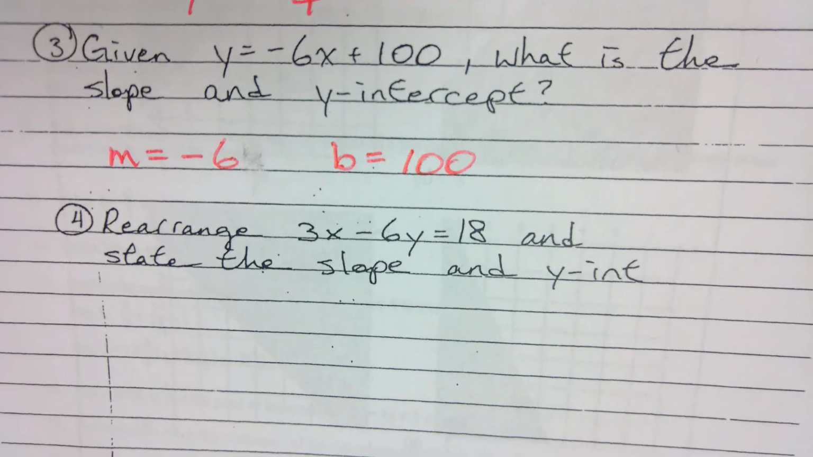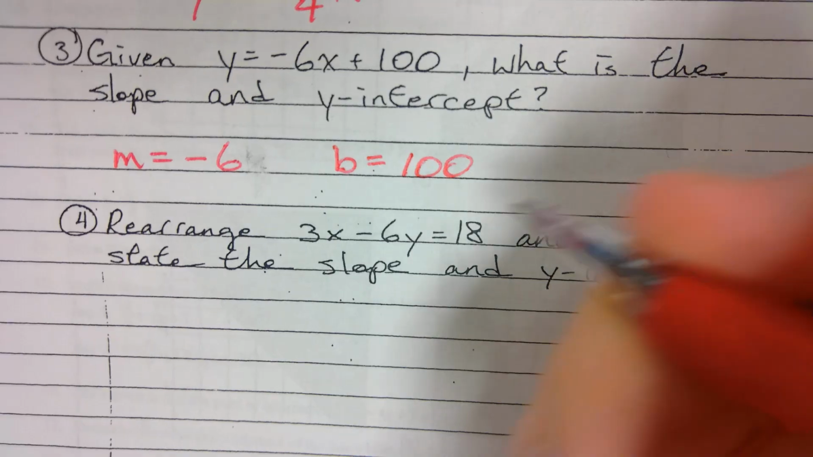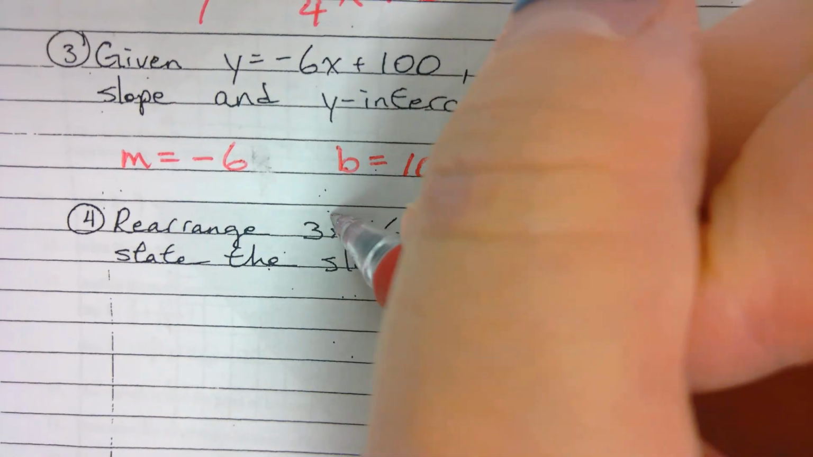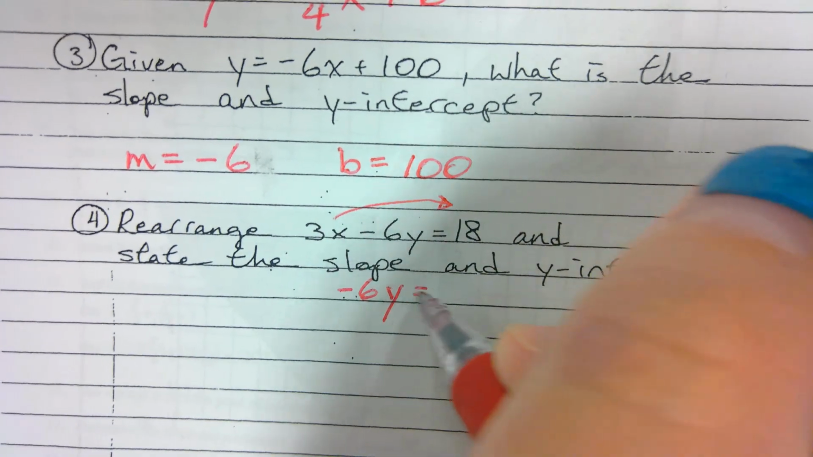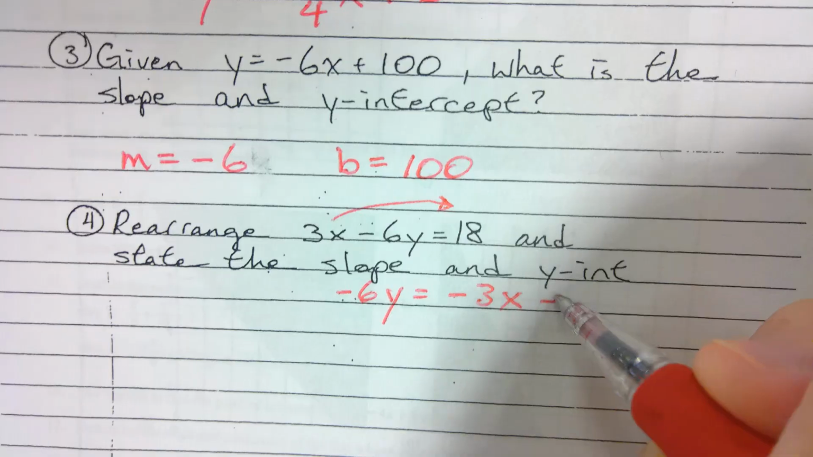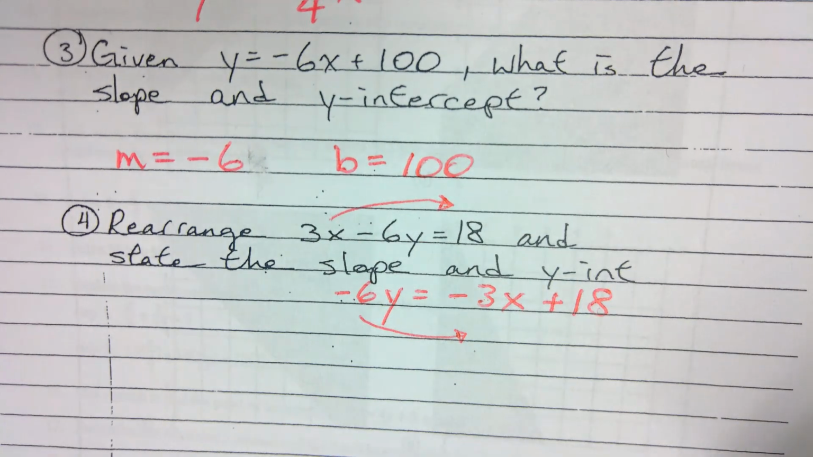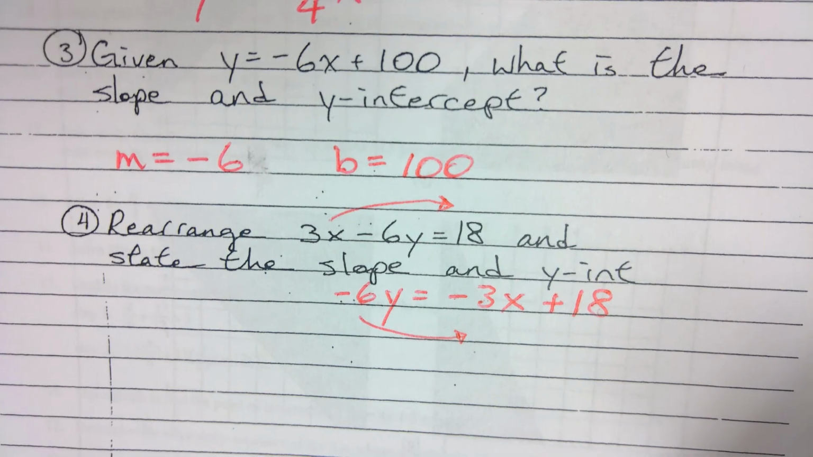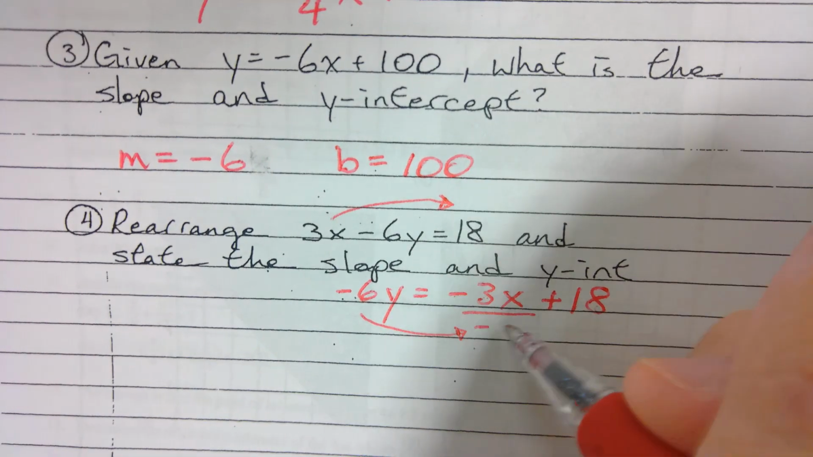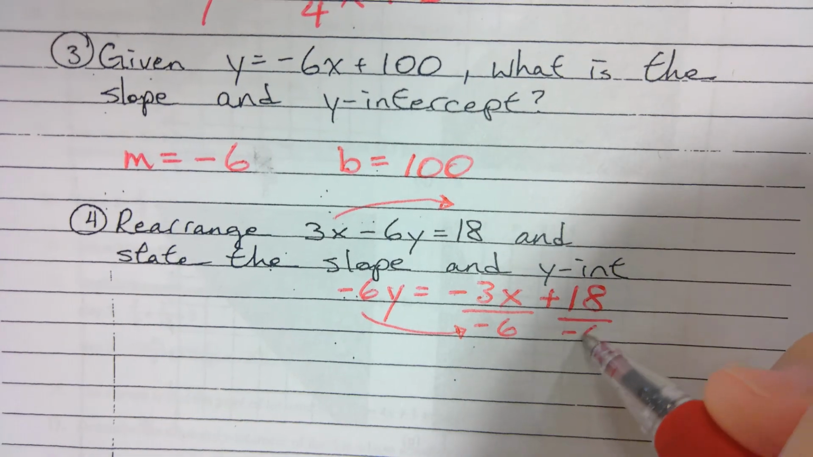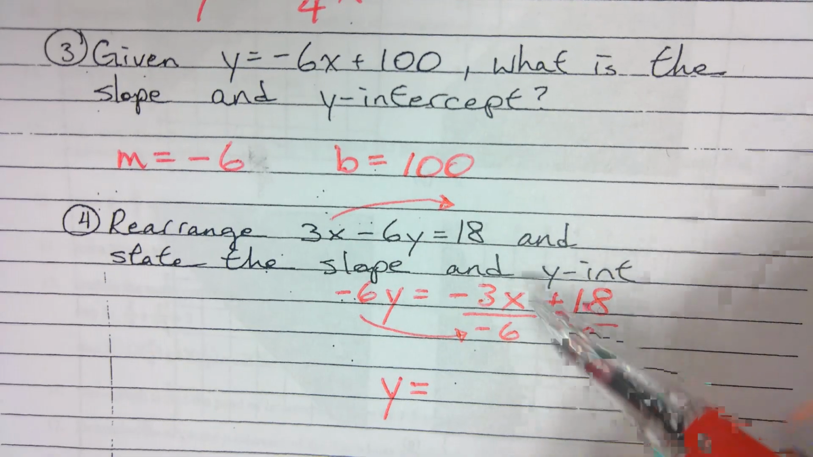Rearrange this equation so that you can tell me what the slope and y-intercept are. So I am moving that 3x over. When I move that 3x over, it becomes negative 3x. And then now I have to move that negative 6 over. What do I do with that negative 6? Yep, divide. So divide everything by negative 6. So final answer, y equals, Con?